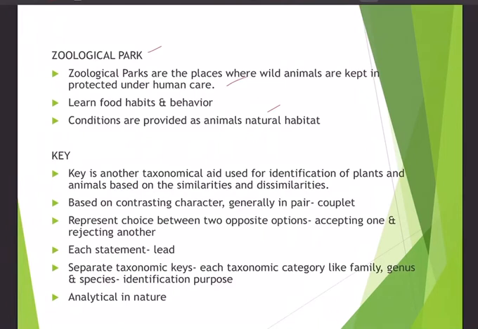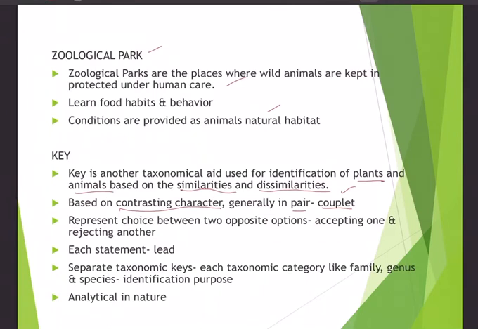And we come to the next one, that is key. Key is another taxonomical aid used for identification of plants as well as animals. This is for both. The key is based on similarities as well as dissimilarities that are exhibited. So it is based on contrasting characters. Contrasting means, for example, you are wearing black pants with a white shirt, then it is a contrasting character. Generally the contrasting characters are in pairs, and we use the word couplet. That key is called couplet.